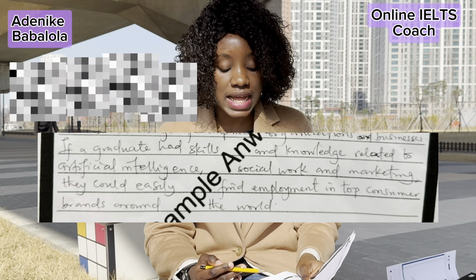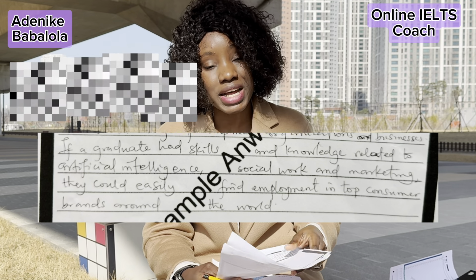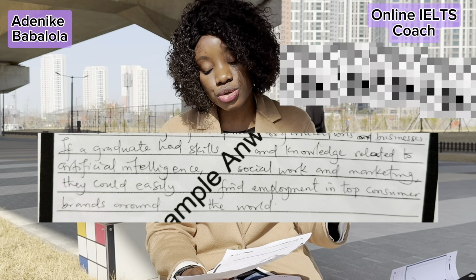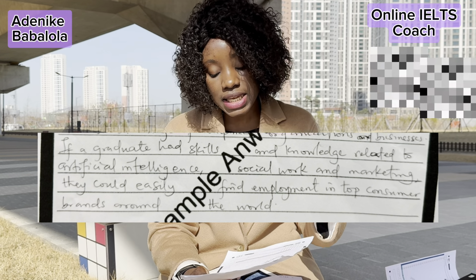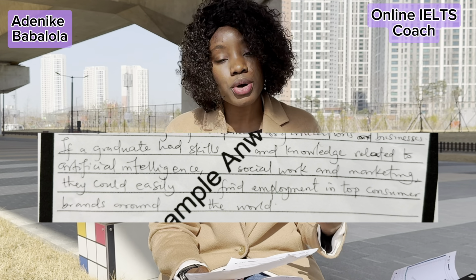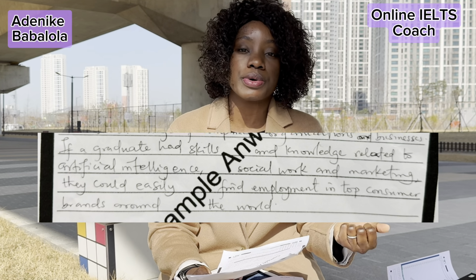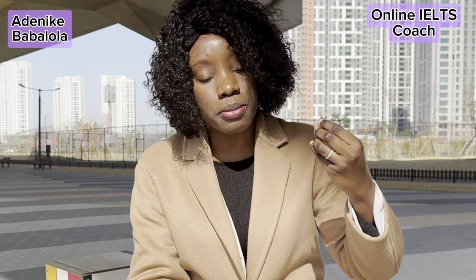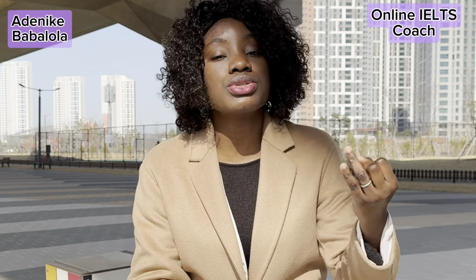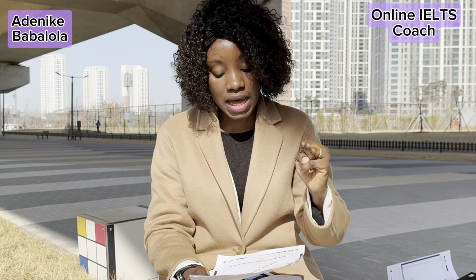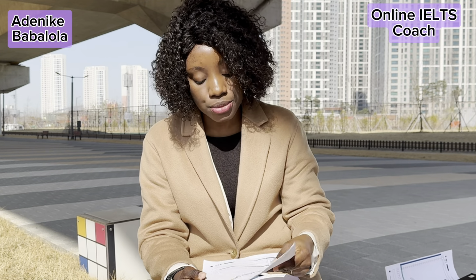If a graduate adds skills and knowledge related to artificial intelligence, social work, and marketing, they could easily find employment in top consumer brands around the world. So you see that I have pointed out some skills that this person has: artificial intelligence, social work, and marketing. I have used this sentence, even though it is just an imaginary example. I have said that somebody who has these skills and knowledge can be employed by brands around the world.